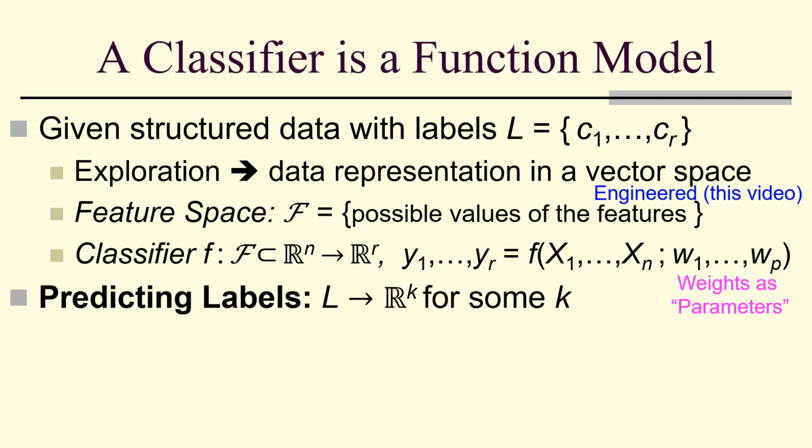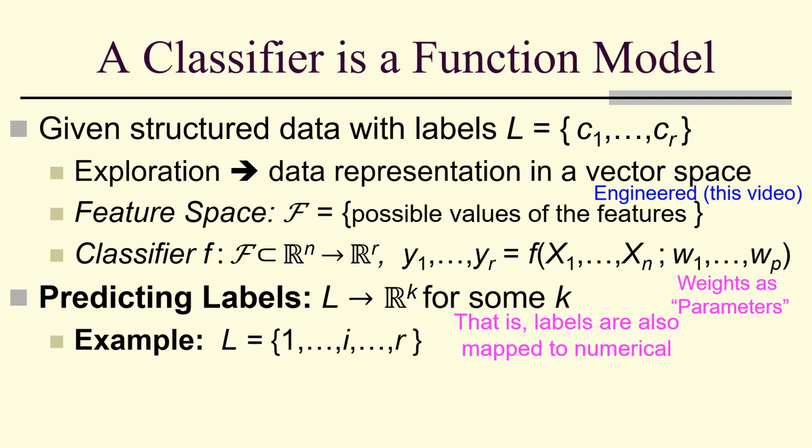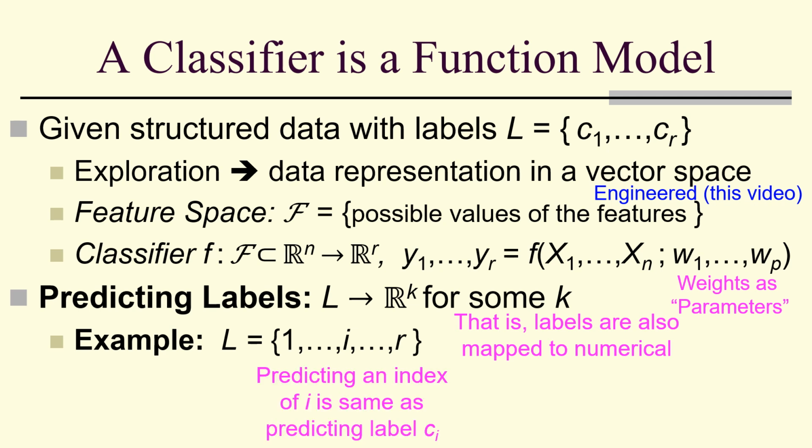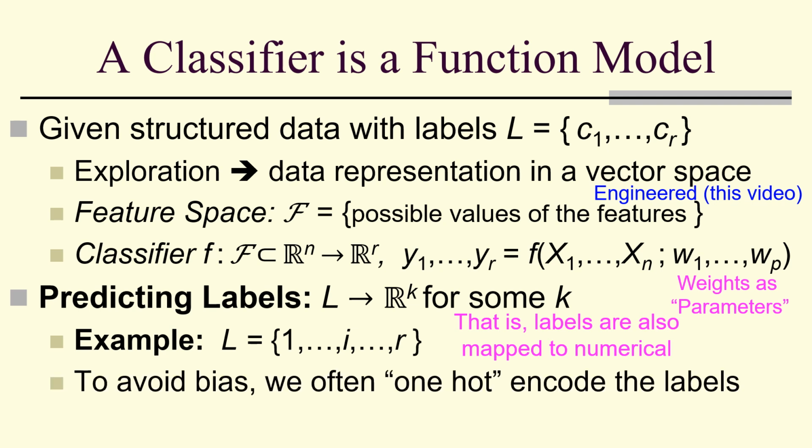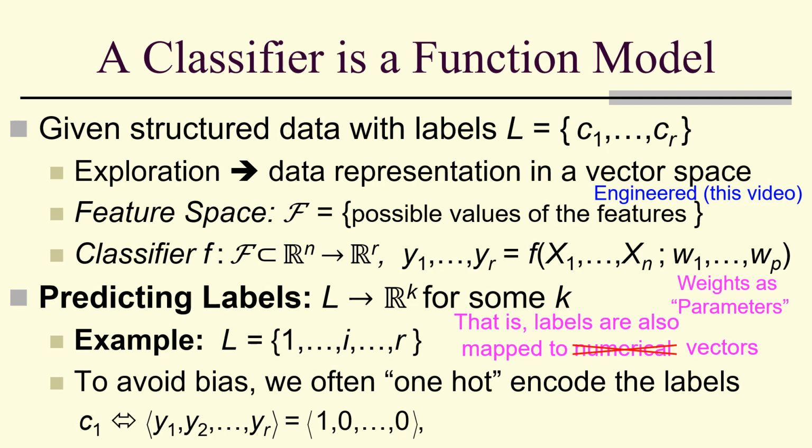Even when we predict labels, the labels are also mapped to numerical. For example, we may do, instead of C1 to CR, just the indexes 1 to R, because predicting an index of I is the same as predicting a label of CI. But to avoid bias, we often one-hot encode the labels. In other words, the labels are also mapped to vectors. So C1 might go to 1 and then all zeros, up to CR, which is all zeros and the last one is a 1.